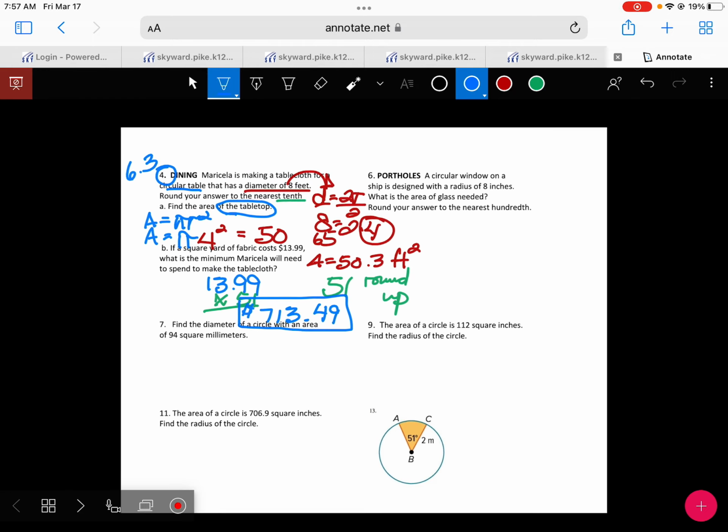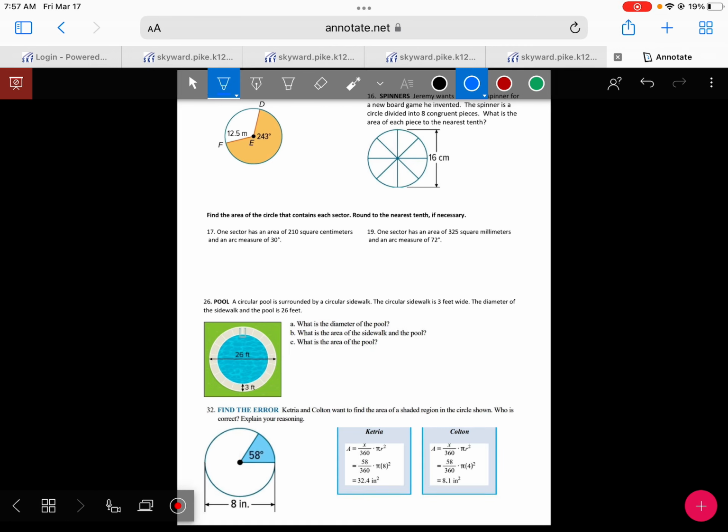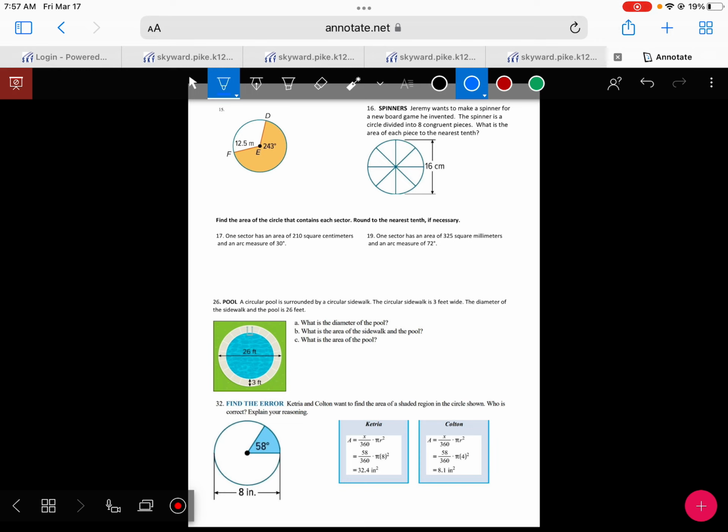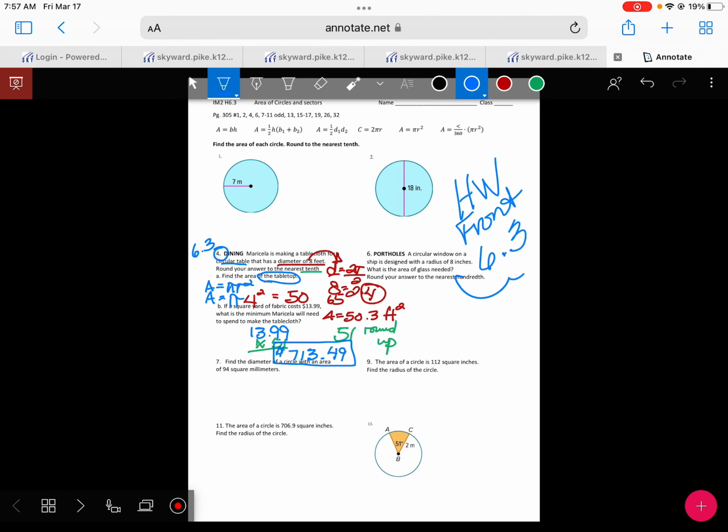Yeah, something. All right, so your homework over the weekend is to do the front side here of 6.3. Please also get 6.1 done. Okay? And technically, we did talk about sectors, so you probably could start on some of the back if you wanted to. Okay? All right. So I did record this.